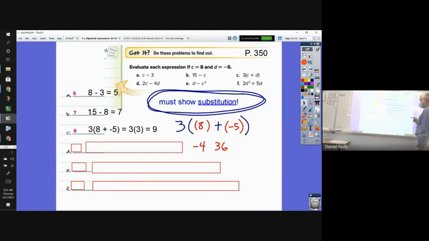Let's see what happens here. So first, 2C minus 4D. Now, be careful. One person out there I saw wrote this.